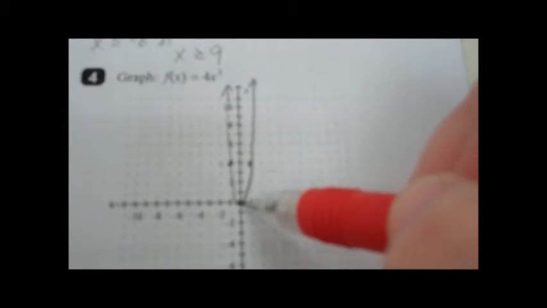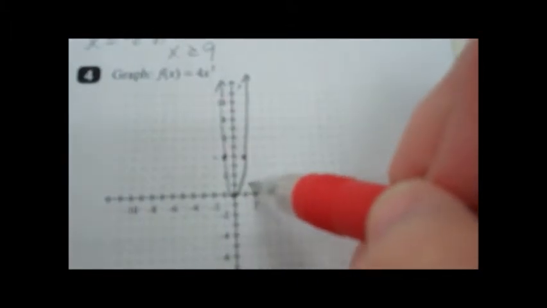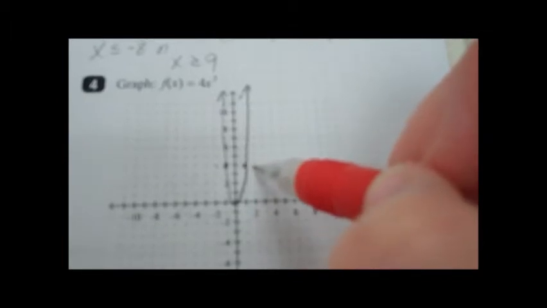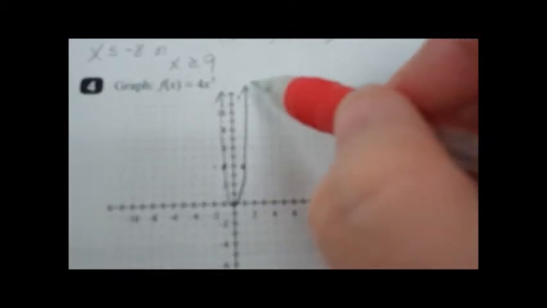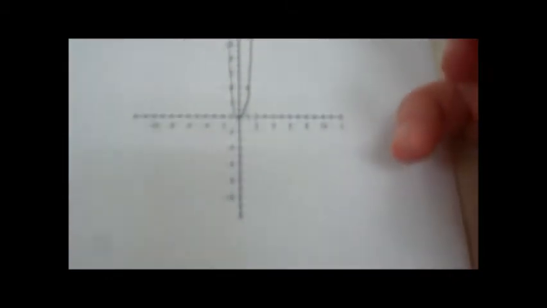Next one is graphing. The vertex is 0, 0. This time a is 4, so instead of going over 1, up 1, I'm going to go over 1, up 4, and then the next one would be over 1, up 4 times 3, which would be 12, and obviously that's off my graph. So I can only plot those points, so that's how I did that.